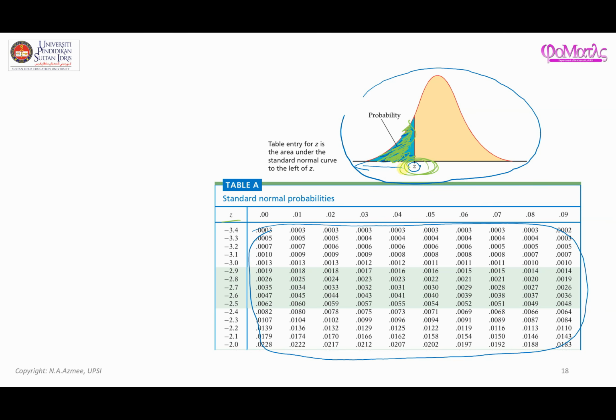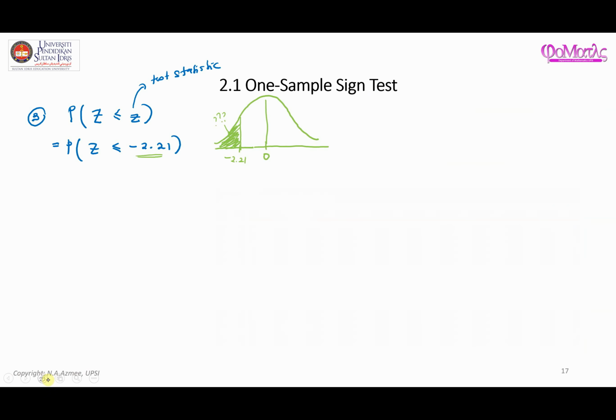So you just read the value of z, negative 2.21. The probability here is about 0.0136. Okay, so that's what we're going to write down. The probability of that is about 0.0136. So this area equals 0.0136. Okay, now we are done with that.